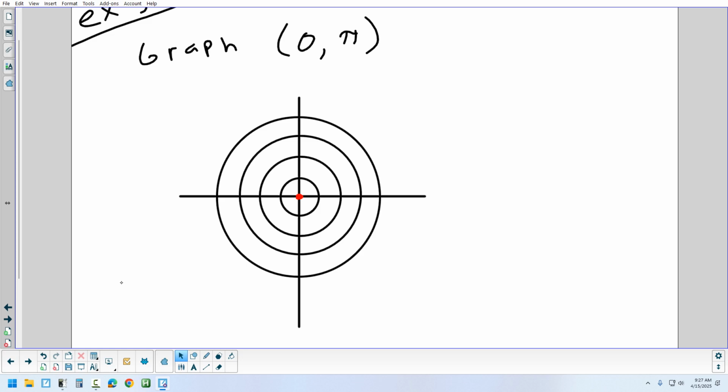So whenever you have 0, comma something, it just pivots in place. That angle doesn't make a difference. Right? It's always at the origin.